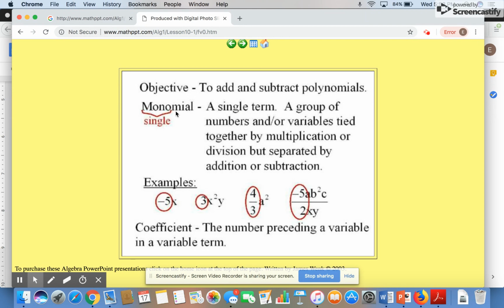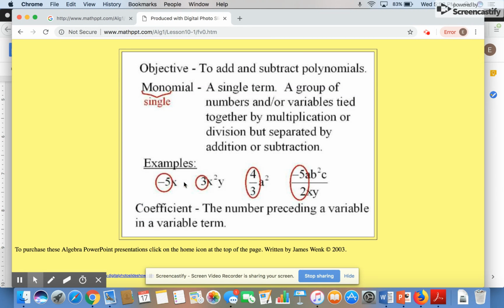A monomial, mono means single or one, so it's just a single term. It's a group of numbers and/or variables tied together by multiplication or division, and they're separated by addition and subtraction. And here are some examples of monomials.